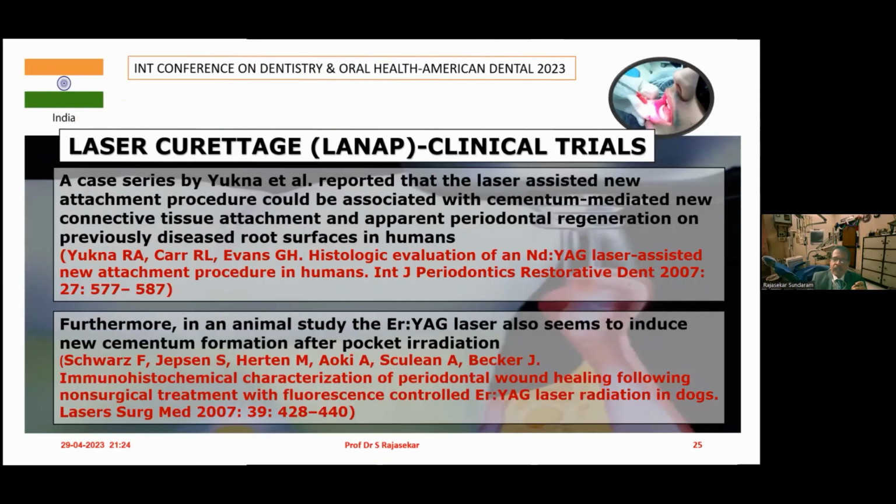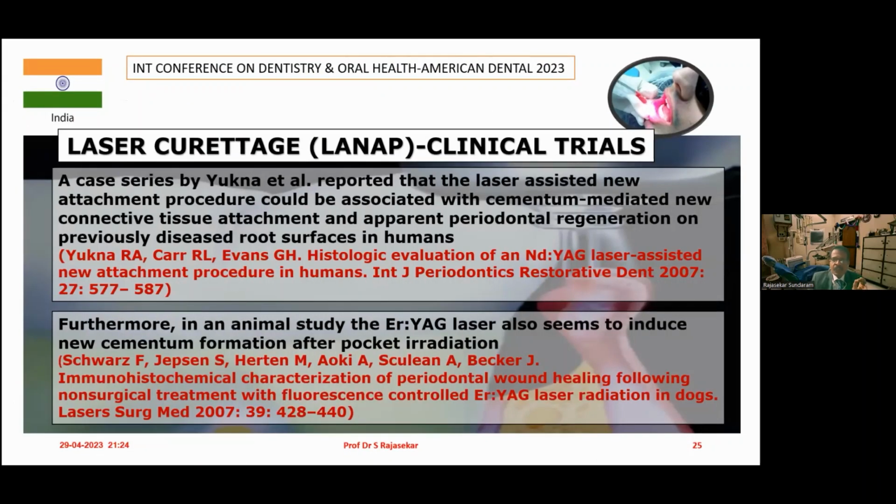So clinical trials have seen that laser-assisted new attachment procedure can cause new cementum formation and periodontal regeneration in previously diseased root surfaces. So these are all landmark studies by Yukna et al. and Schwartz et al.